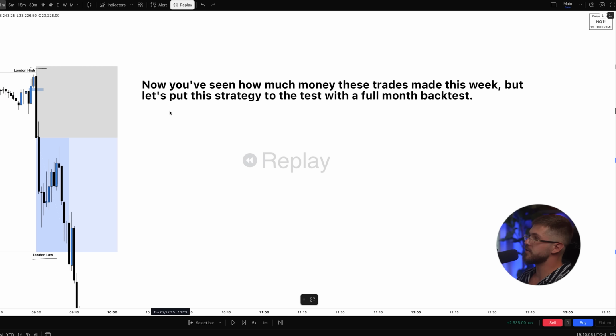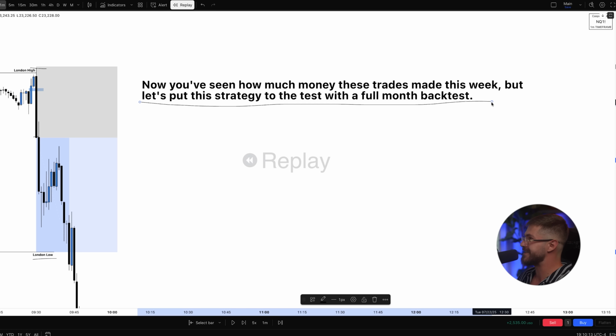Now, you've seen how much money these trades made this week, but let's put this strategy to the test with a full month backtest to see how it did.